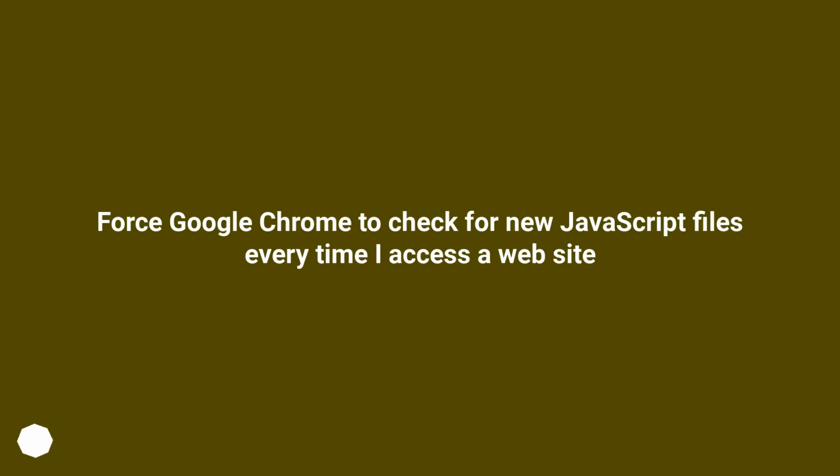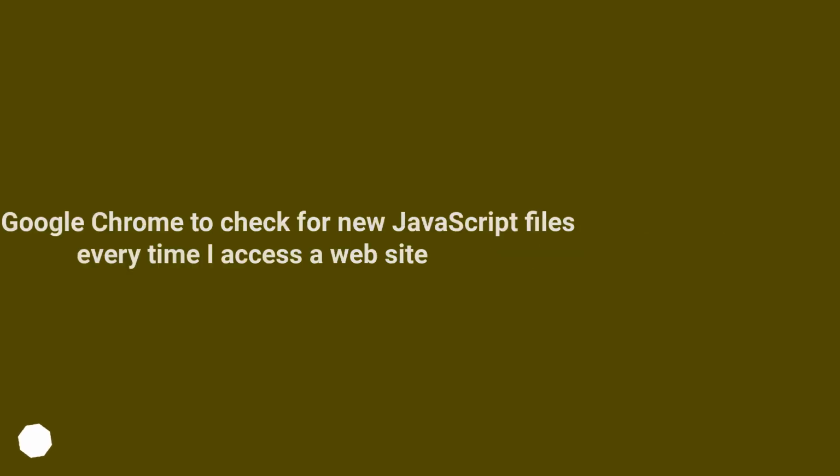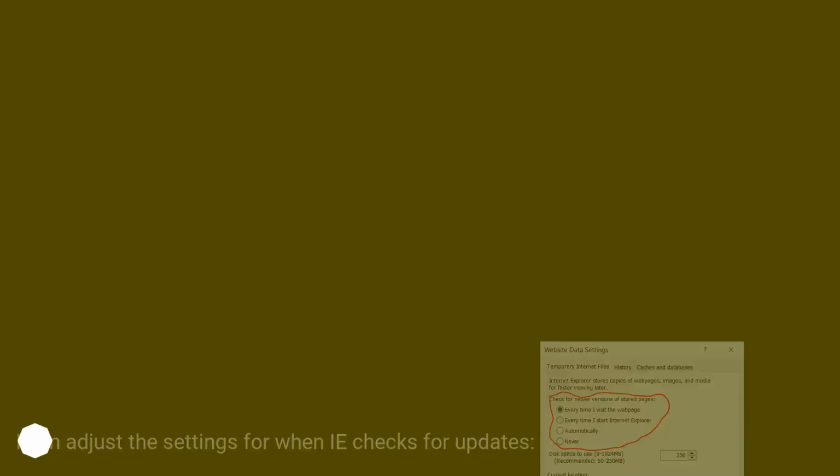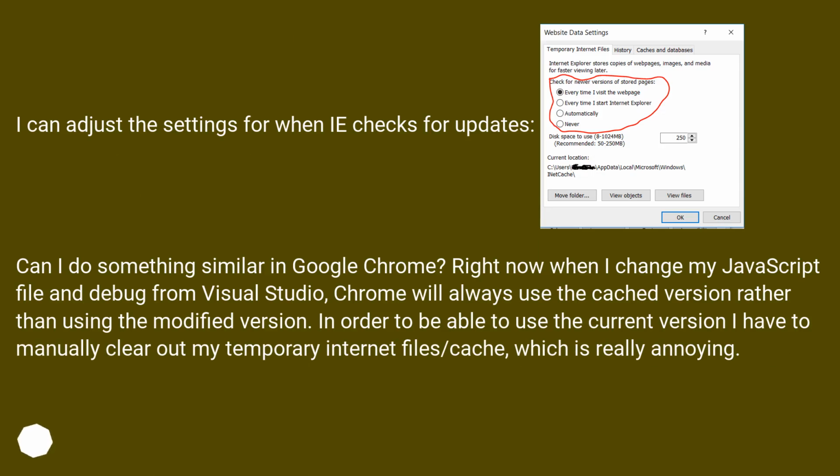Force Google Chrome to check for new JavaScript files every time I access a website. So, if I go to Internet Options in Internet Explorer, I can adjust the settings for when it checks for updates. Can I do something similar in Google Chrome?